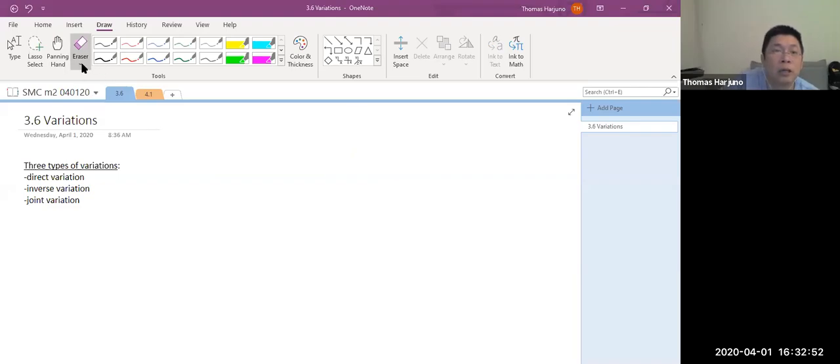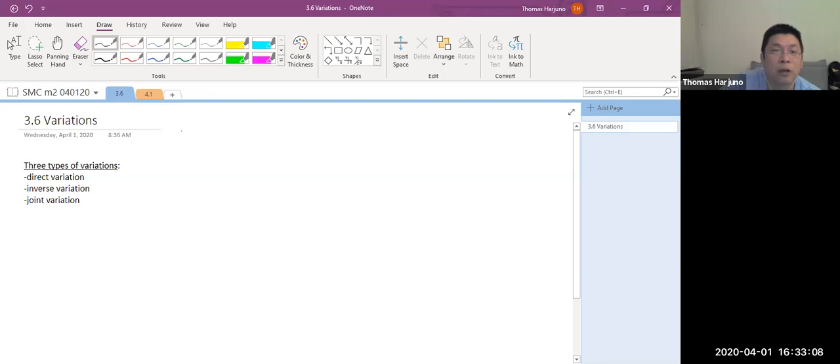Okay, today we will do 3.6, which is on the easy side, and 4.1, which is on the medium side. It's not too easy, not too hard. Now, variations: we will be dealing with three types of variations.